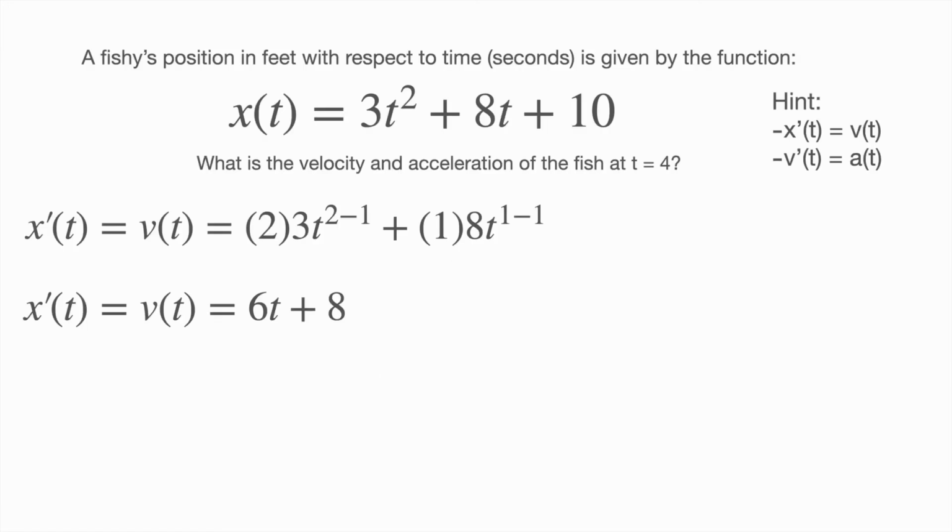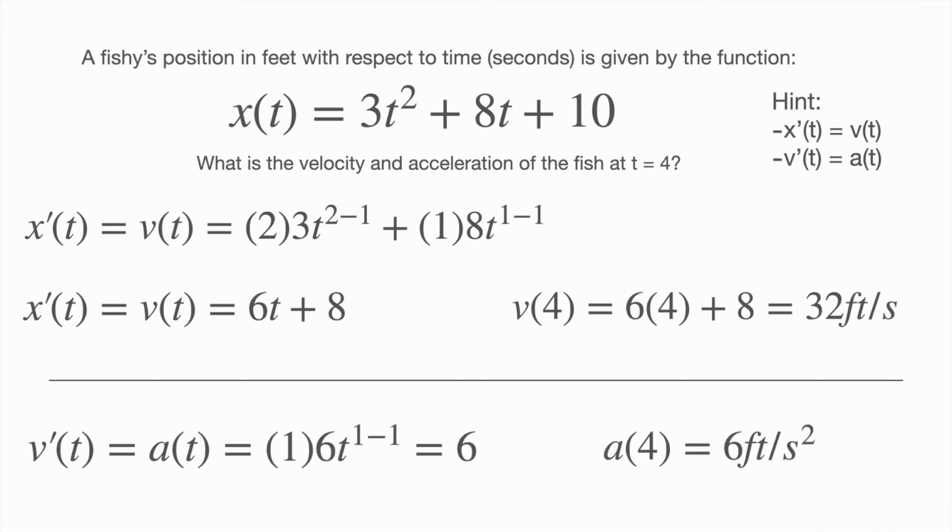First, you gotta remember that the derivative of position is velocity and the derivative of velocity is acceleration. Once we get the velocity equation, all we have to do is plug in 4 to get our answer, and remember that the velocity at that instant is in feet per second, so very, very fast fish. Take the derivative again and we arrive at a constant, so no matter what time it is, the rate at which velocity is increasing is always the same. Every second the velocity will increase another 6 feet per second.